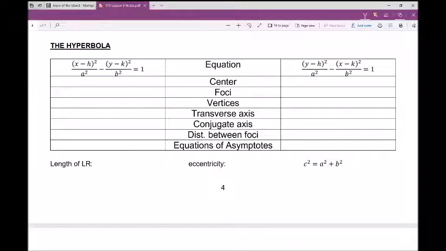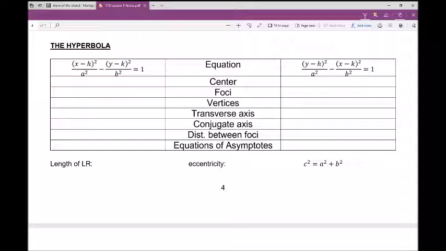In this video, we're going to talk about our final type of conic section called the hyperbola. So just like in the previous two videos, we're first going to go over a few formulas, and then we'll get into some examples where you can use the formulas in a more visual way.